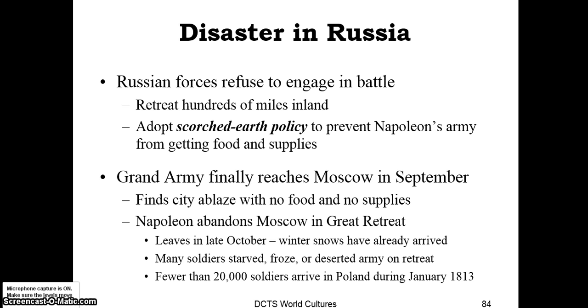The Russian forces refuse to engage in battle. They retreat hundreds of miles inland, and they adopt a scorched earth policy, as they call it, to prevent Napoleon's army from getting food and supplies.